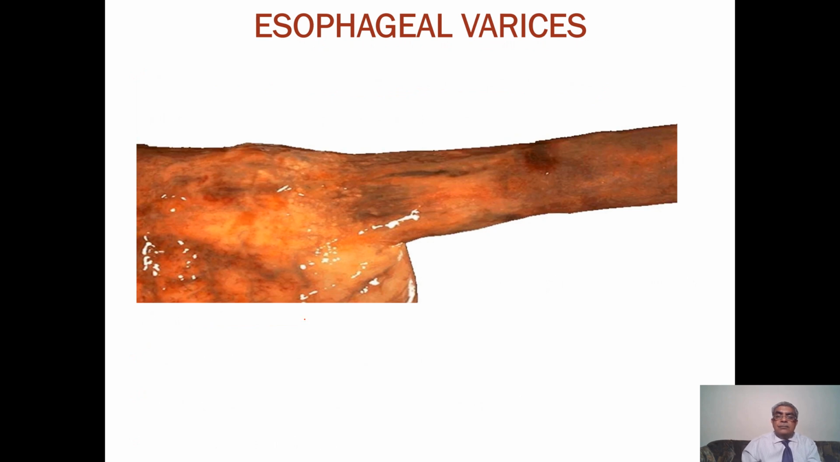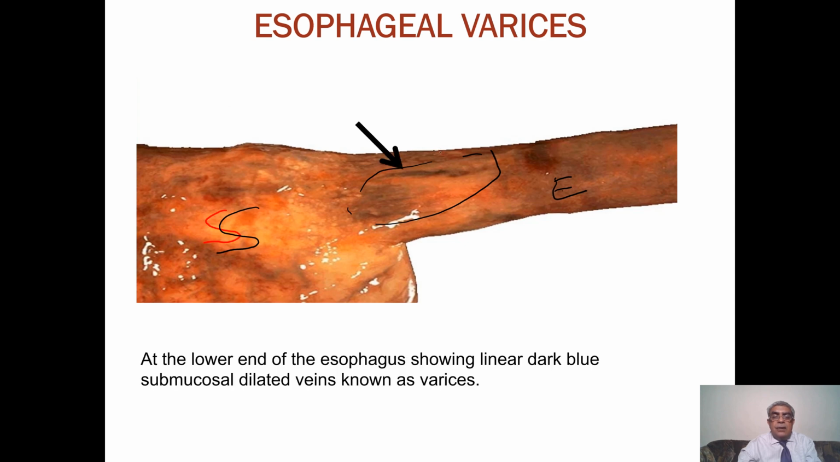Look at this esophagus, this is the stomach, this is the esophagus, and this is the varices. You can see that at the lower end of the esophagus, showing linear dark blue submucosal dilated veins known as varices, pointed by the arrow, and also I've encircled them.